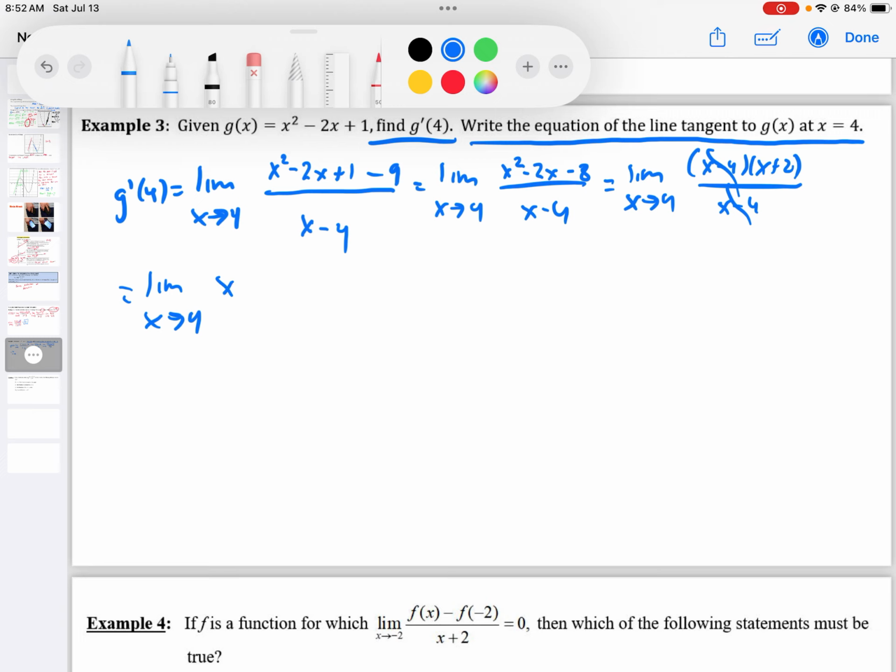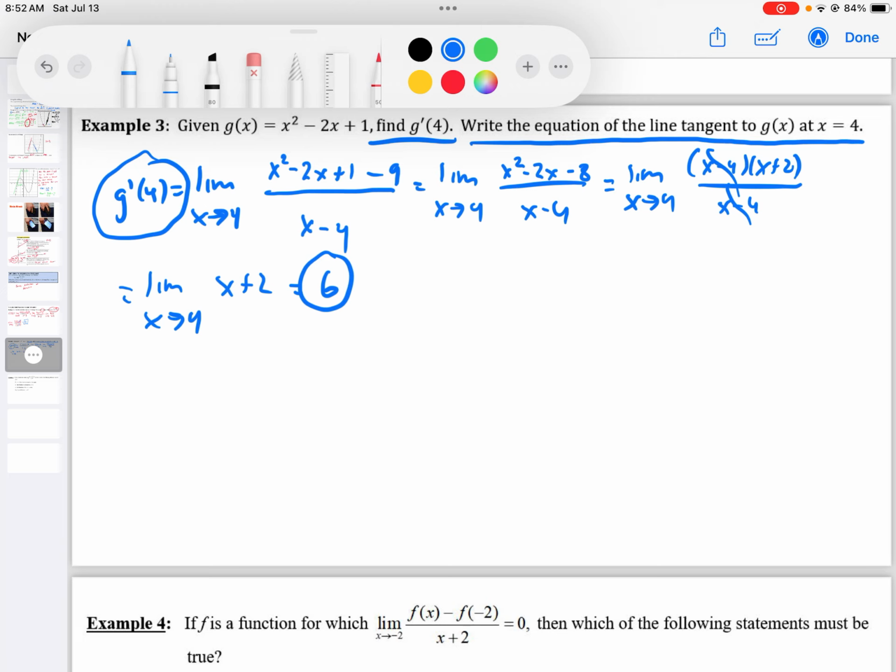So this time we have the limit as x approaches 4 of a function. Last time it just gave a number, because that was a linear function and the slope of a tangent line is the same everywhere. But for a quadratic, it changes based on what your x is. So now I plug in 4 and I would get 6. So g prime of 4 is equal to 6.